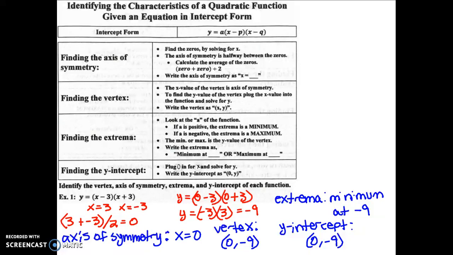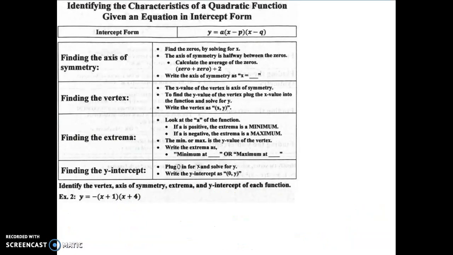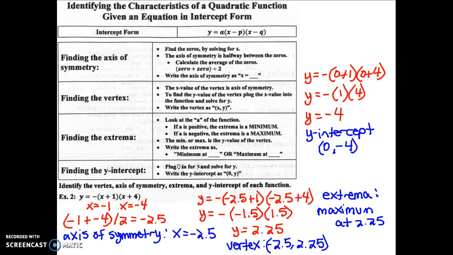All right, so I'm running out of time, so I'm going to speed you guys along. So go ahead and try out example 2. Press play when you're ready to see the answer. For example 2, this is what you should have gotten. Axis of symmetry, x equals negative 2.5. Vertex, negative 2.5, 2.25. Y-intercept, 0, negative 4. And extrema is maximum at 2.25.